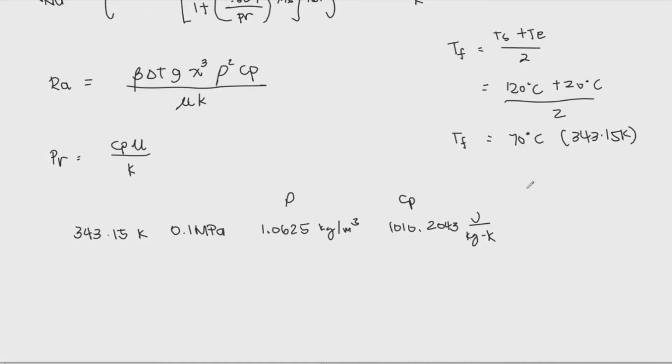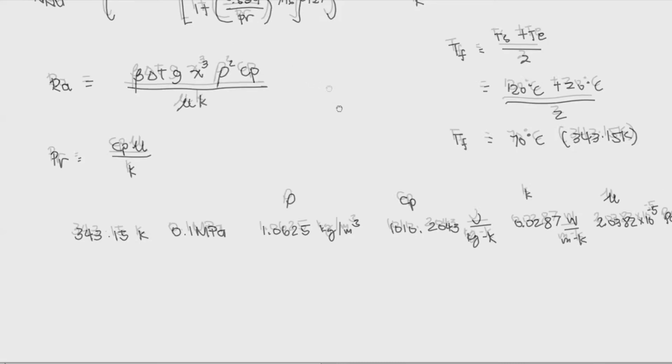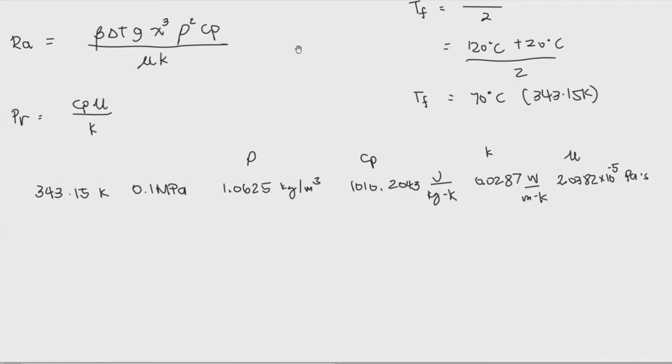I also have the thermal conductivity, which is 0.0287, and the unit is watts per meter Kelvin. And finally, I also have the viscosity, which is 2.0382 times 10 to the negative 5, and the unit is Pascal second. I've already done this interpolation, so check it if you will be getting the same answers.